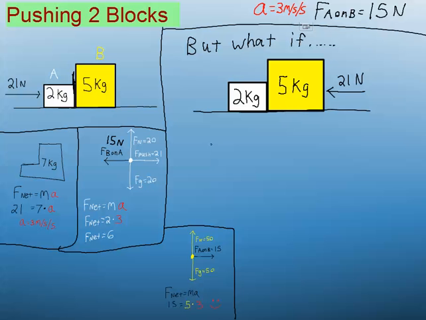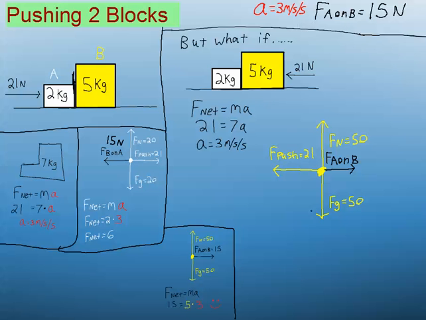You have a 21 Newton force, and that's the net force on the system. And it's on 7 kilograms worth of blocks. So we just use F net equals MA. So we get 21 equals 7A. And lo and behold, we get the exact same acceleration that we did before. That shouldn't really be a big surprise.